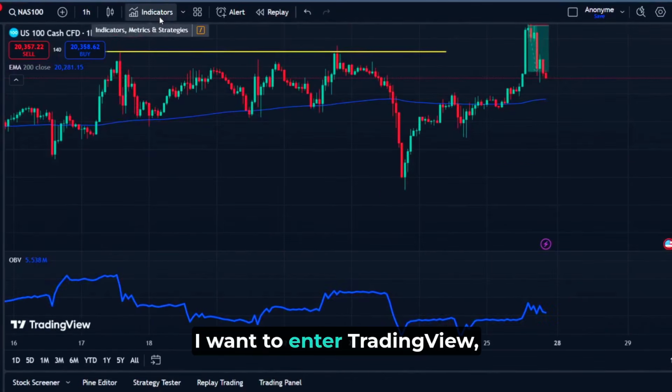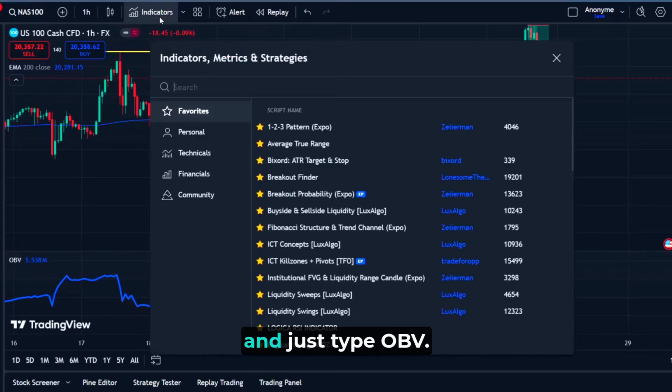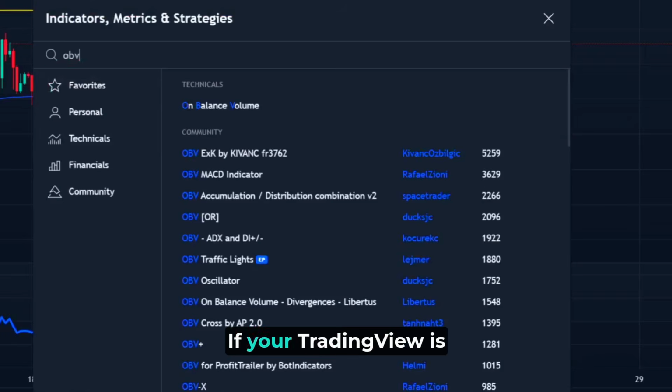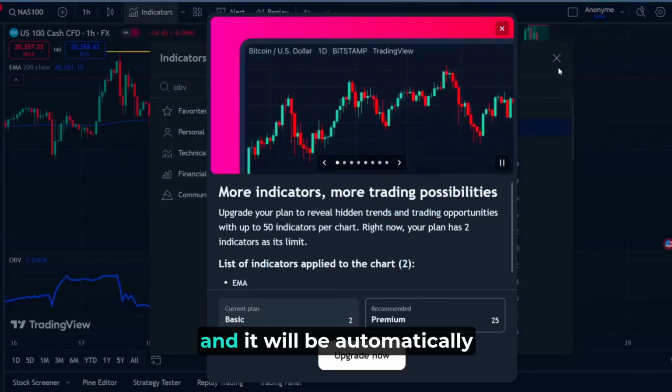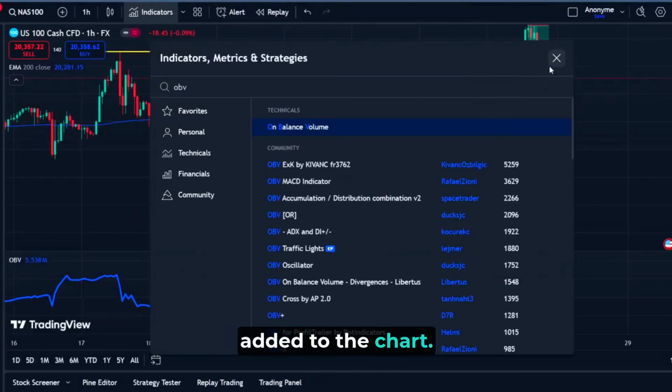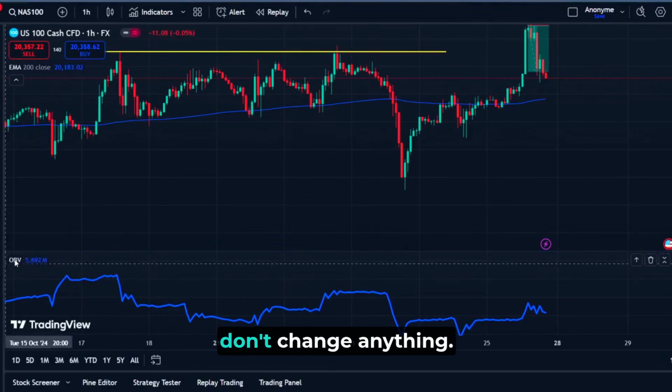First, I want to enter TradingView, the platform I will use for analysis. Click on the indicator box and just type OBV. If your TradingView is in English like mine, or type OBV indicator, it will appear with this label. Click on it and it will be automatically added to the chart. The OBV indicator settings are default. Leave them as they are and don't change anything.